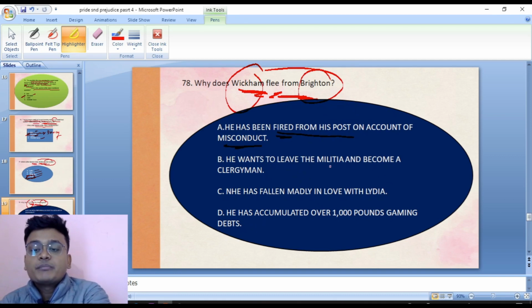He wants to leave the militia and become a clergyman. Now the option number C, he has fallen madly in love with Lydia, or he has accumulated over 1,000 pounds in gaming debts. So the option number D, that is he has accumulated over 1,000 pounds in gaming debts.